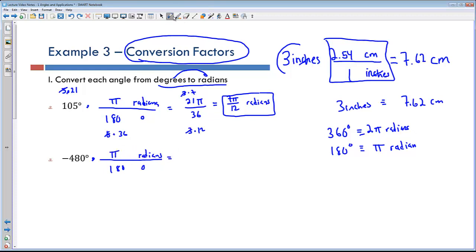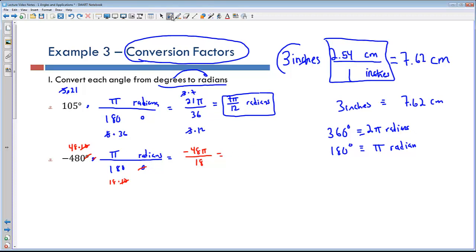Now this time it's a little bit easier to simplify because these are both multiples of 10. So let's say that's 48 times 10, and that's 18 times 10. So the 10s will cancel. And on top, I'm going to be left with negative 48 pi divided by 18 on the bottom. All right, remember the degrees here and here are going to cancel. And so that's going to be equal to, now there are a couple ways to do this.